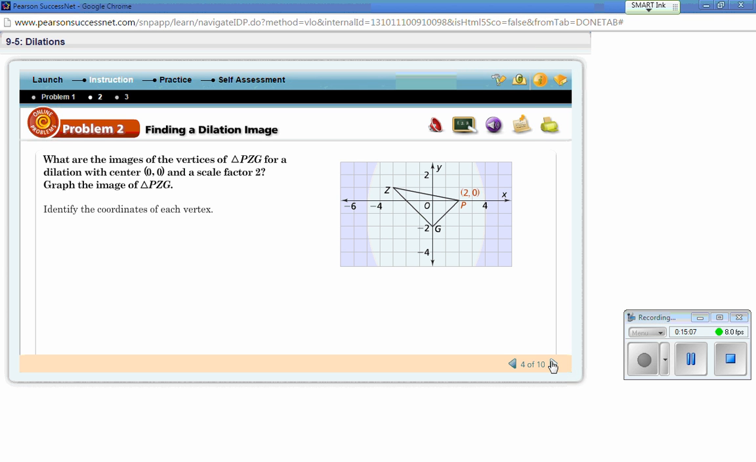Point P is 2, 0. Point G is 0, negative 2. Point Z is negative 3, 1. The center of dilation is the origin. The scale factor is 2, so use the dilation rule: x, y maps to 2x, 2y. Okay? That's pretty important. So look at your coordinates and notice what they're doing. They're multiplying each coordinate, each x and y. The image of P is 4, 0.